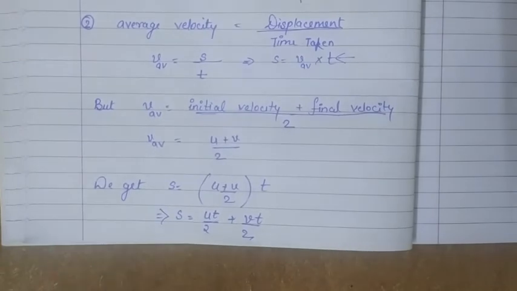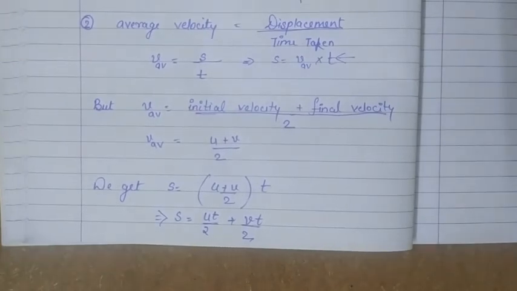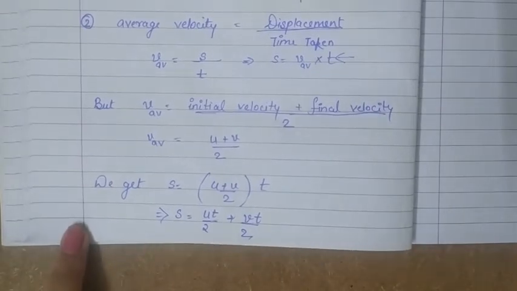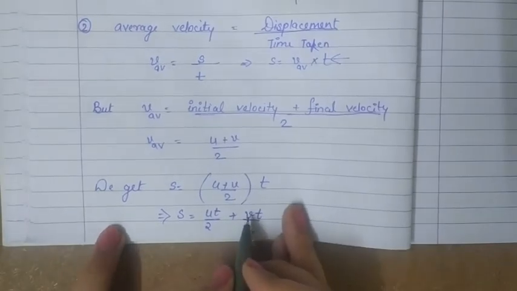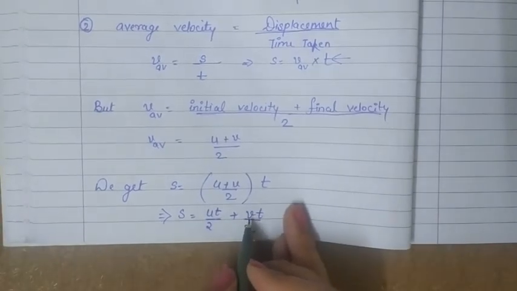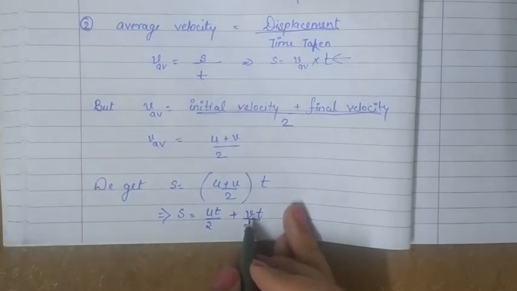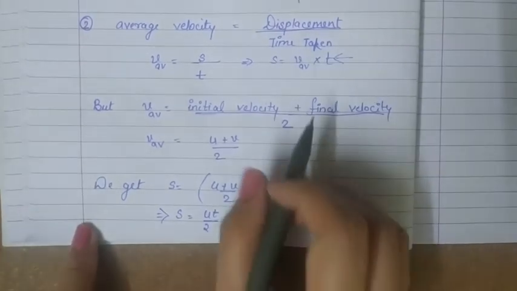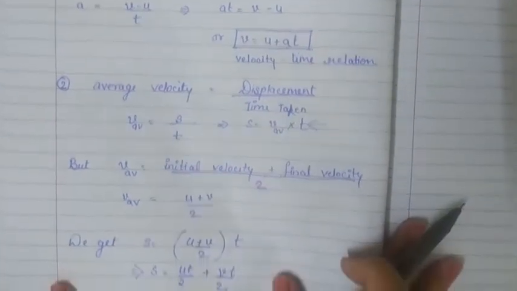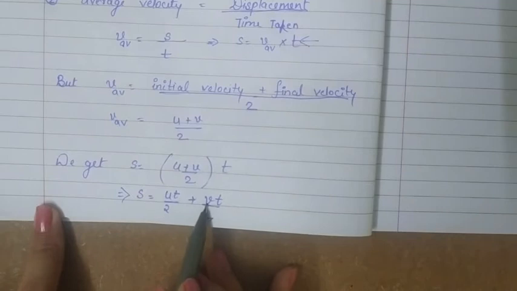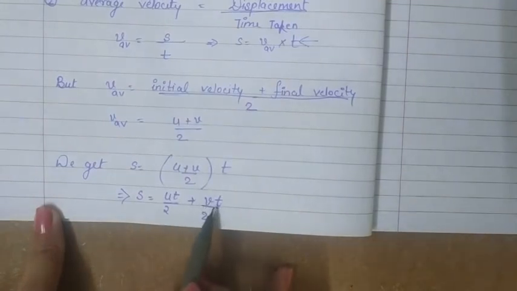Now the answer we need is S is equal to ut plus half at square, but there is no acceleration term. So to get the acceleration term, we have to remove this v, as the equation we need doesn't contain v but it contains a. So by using first equation of motion, v is equal to u plus at, we are going to substitute v is equal to u plus at here, and by rearranging that equation we can get the final answer.